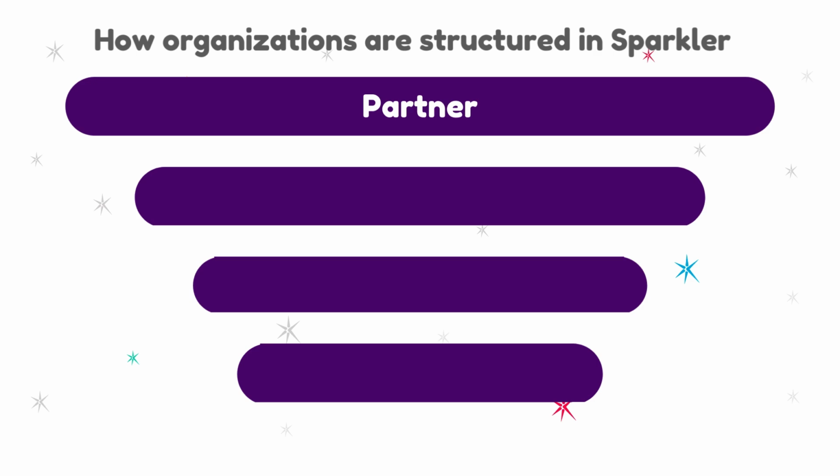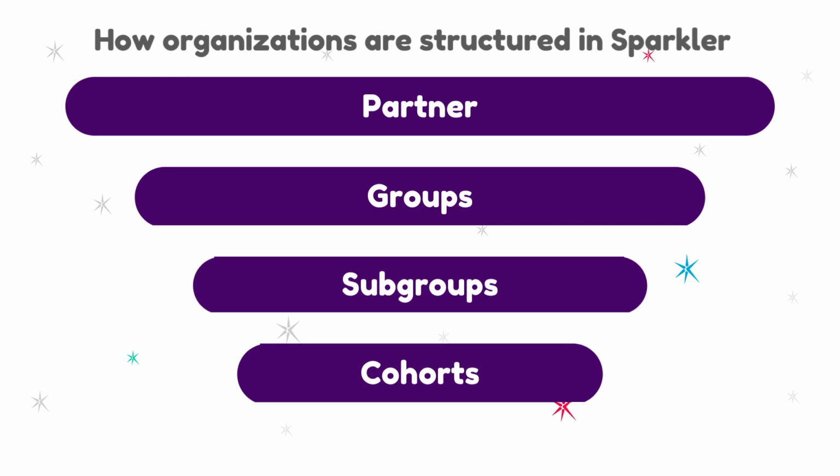Before we dive in, it's useful to understand how organizations are structured in Sparkler. The highest level is the partner level. This is the city or state that is sponsoring Sparkler for your families. Within each partner, there are groups, which might be a geographical region like a county, or a type of program like all of the child care centers in the city. Within each group, you'll find many subgroups, which are usually programs like schools or family resource centers. And within each subgroup, you'll find the smallest level, a classroom, a playgroup, or home visiting cohort, etc.